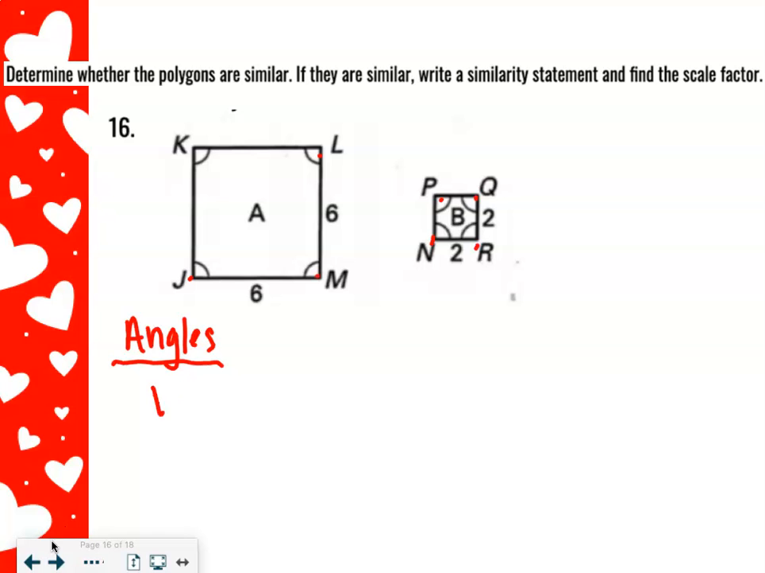So our angles do check out. We all have one little arch mark. So that's nice. But now we have to check and see if our sides are proportional. So this one's not so bad. Does it say which one they want us to do first? Nope. Okay, so I'm going to look here. JM is 6, and that corresponds to NR, so 6 over 2. Now remember, can we reduce? Yep. 2 goes into both of them, so I'm going to divide by 2.